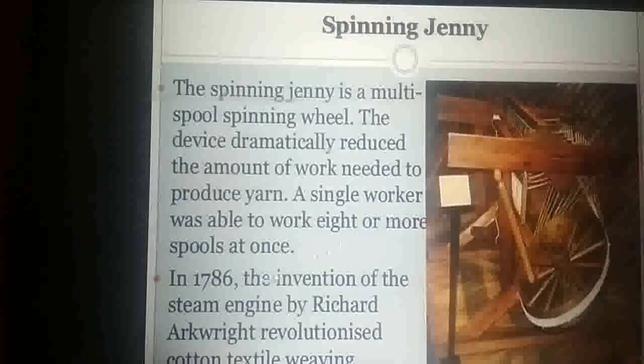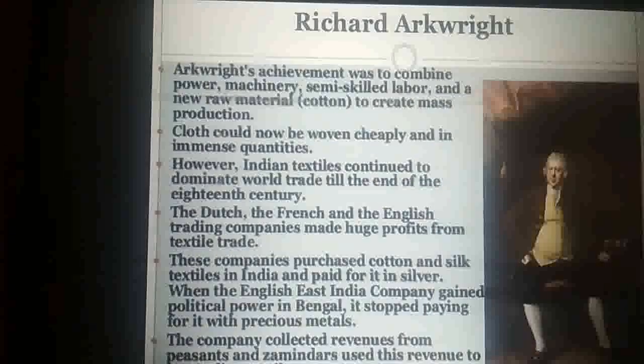And after 1764, when the spinning jenny was invented, it was a milestone as far as the textile industry is concerned. It revolutionized the textile industry. It helped them to make clothes cheaper, easier, and at a high pace. In 1786, the invention of the steam engine also revolutionized the textile industry, and this was invented by Richard Arkwright. Clothes could now be woven cheaply in immense quantities. Still, even with machines, it was not possible to manufacture clothes having extraordinary designs.